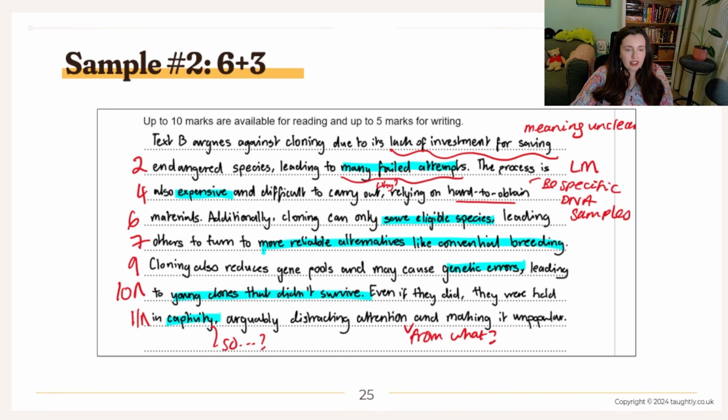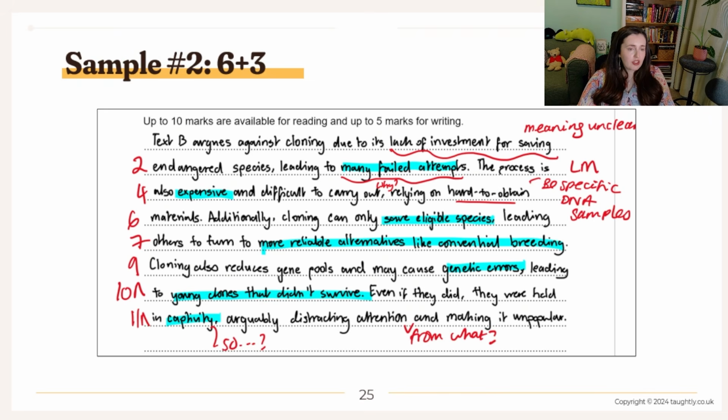Even if they did, they were held in captivity, arguably distracting and making it unpopular. So here the student got, I think, 6 possible points. Let's count up: 1, 2, 3, 4, 5, 6, 7. So they got 5 full points and 2 kind of partial points that they hadn't fully explained. So therefore we're thinking, okay, 6 or 7, maybe even a 5, in that realm.